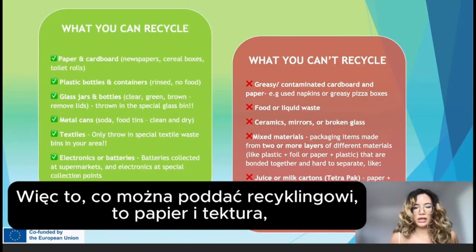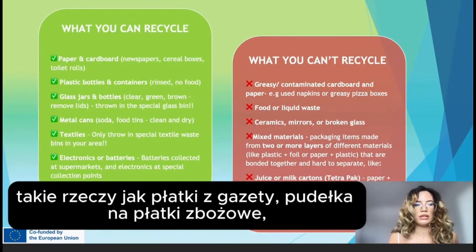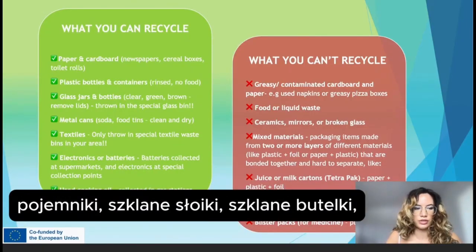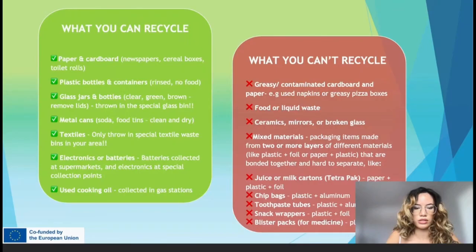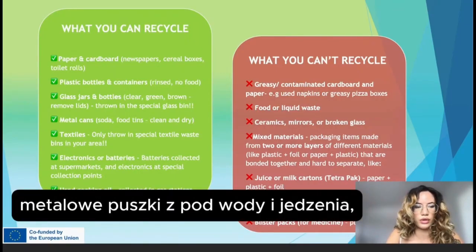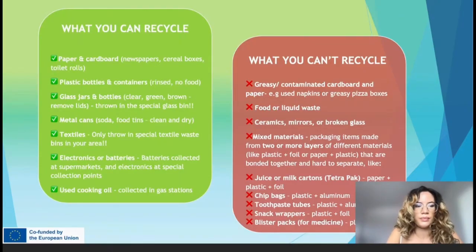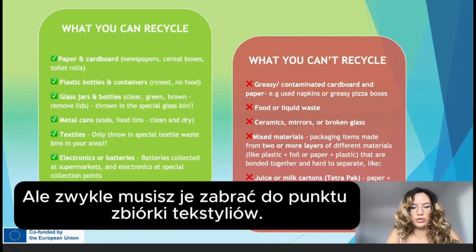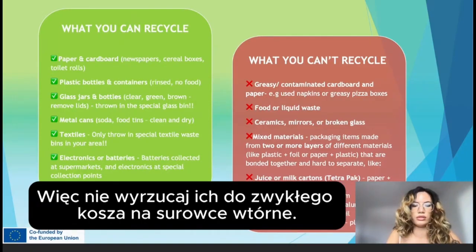So what you can recycle: paper and cardboard, so stuff like newspaper, cereal boxes, toilet rolls, and so on. You can recycle plastic bottles, containers, glass jars, glass bottles, and metal cans from soda or food tins. We can recycle textiles as well, but usually you have to take them to a textile collecting point, so not throw them in the regular recycling bin.